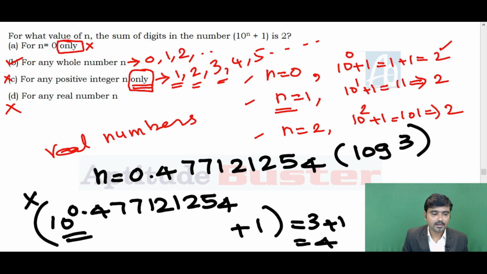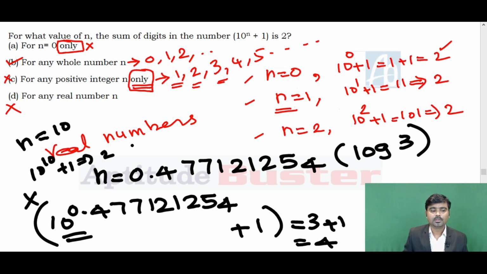If I choose some other value, n equal to 10, that is also a real number, right? 10 power 10 plus 1 gives you a digit sum of 2. This is not true always. But the second option is true always.